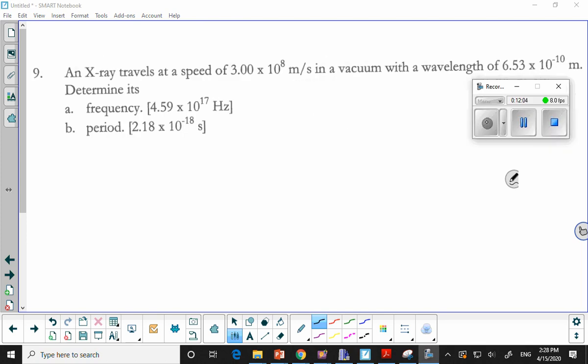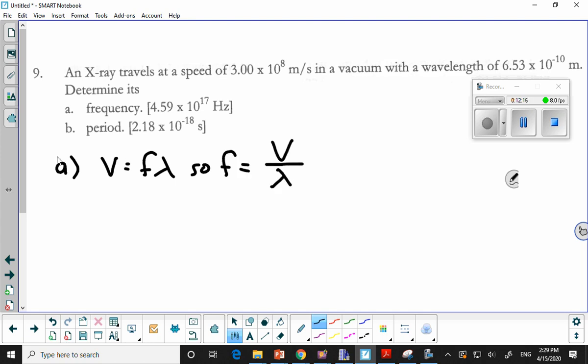Okay, question number 9. First, we want to find the frequency. We're going to go V is equal to F times lambda. So the frequency is equal to V over lambda. The V, the speed of light, 3 times 10 to the 8. Lambda 6.53 times 10 to the minus 10 meters. Very short waves.